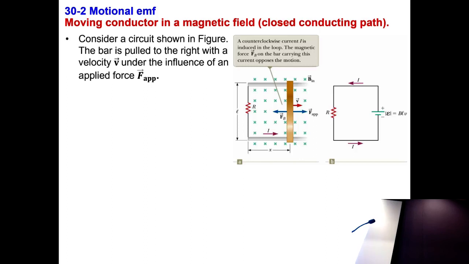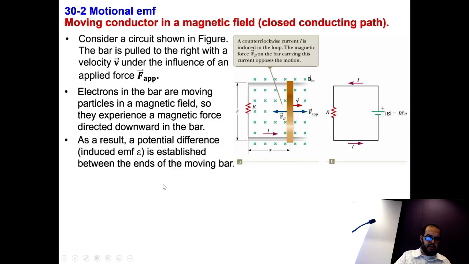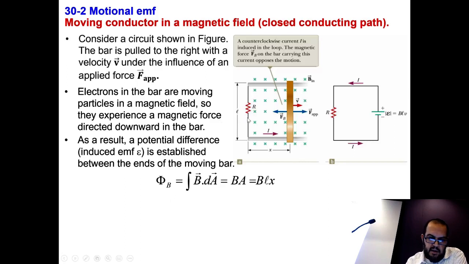What is changing is we're inducing the EMF in this bar, the electric field. So here electrons in the bar are moving, and so they experience a magnetic force. As a result, a potential difference is established, as we mentioned earlier. Okay, the flux, in this case, this is the equation of the flux, B dotted with dA.